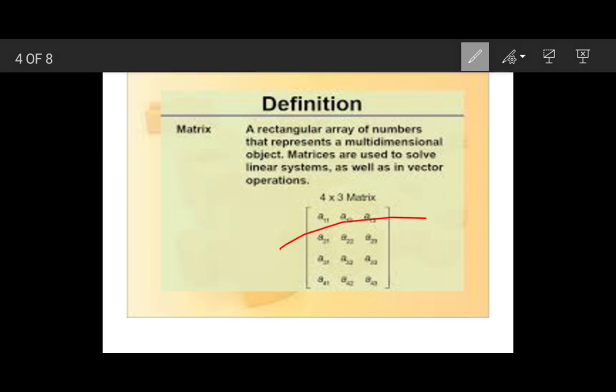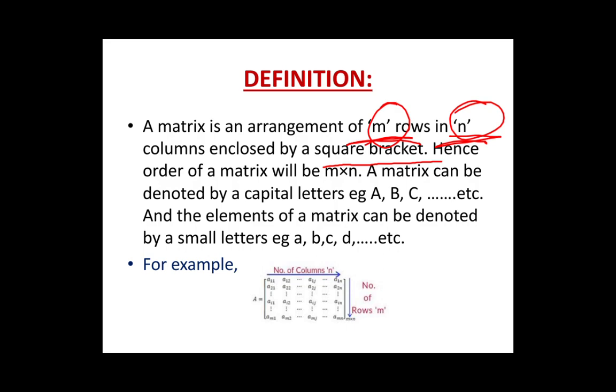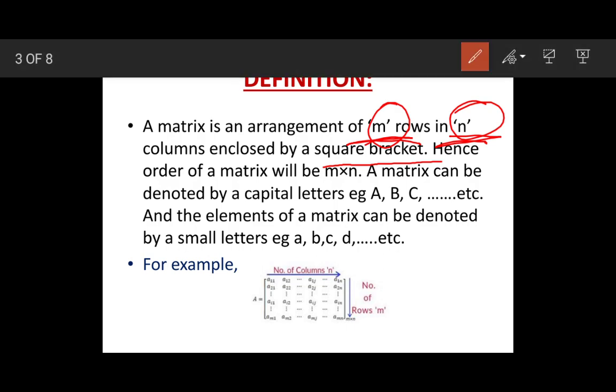So a matrix is an arrangement of m rows in n columns enclosed by a square bracket. Now, the order of a matrix. The order of a matrix is written as the number of rows into the number of columns. So the number of rows is m, the number of columns is n, and the order of the matrix is m by n. A matrix is always denoted by a capital letter.